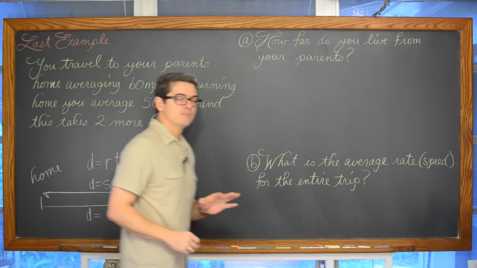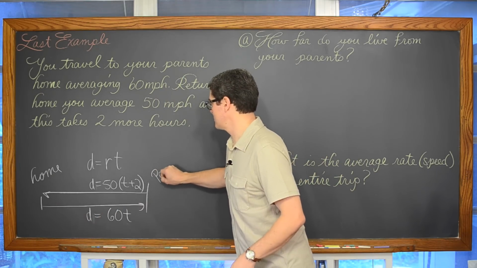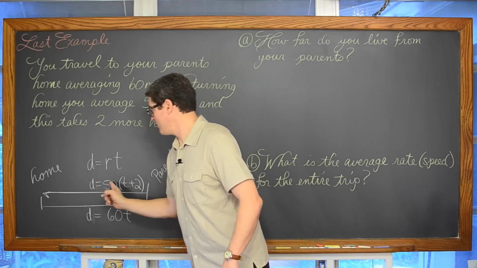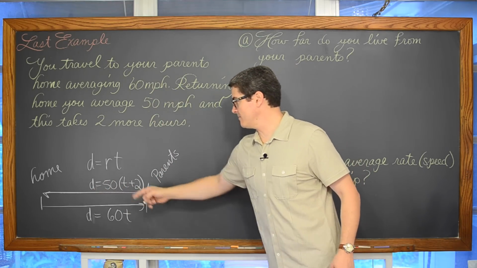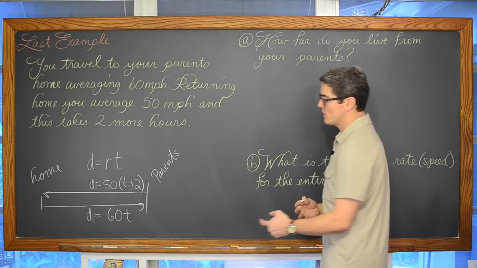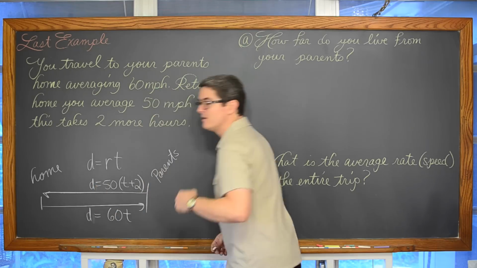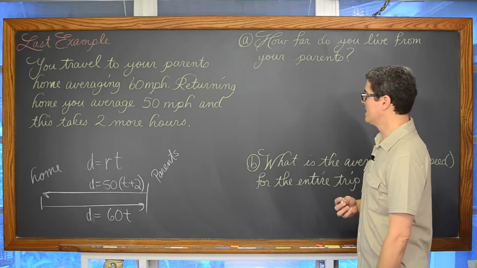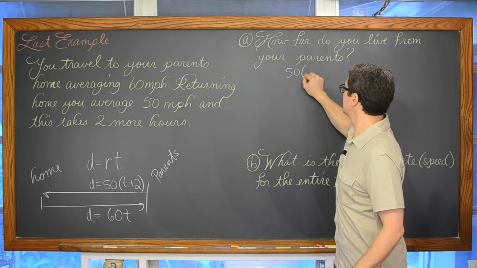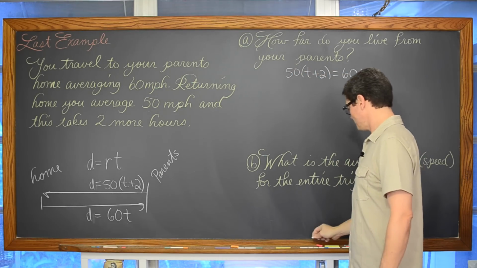Well, now I have an expression for the distance between home and your parents' house, 60t, and then getting home, 50, the rate, times time, t plus 2. And now we're just going to set these two expressions equal to each other, because they're both equal to the same value of d, the same distance between the two houses. So we've got 50 times t plus 2 is equal to 60t.